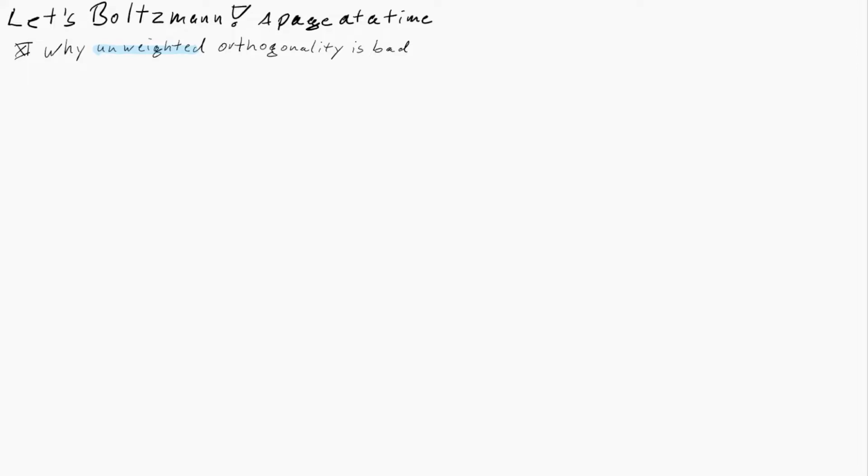Let's Boltzmann a page at a time. Why unweighted orthogonality is bad. So today we try to understand what is going wrong in the traditional MRT lattice Boltzmann methods. And we do this by the simplest example that actually highlights this problem. So today we will not look at the Navier-Stokes equation, but we will solve a much simpler equation.